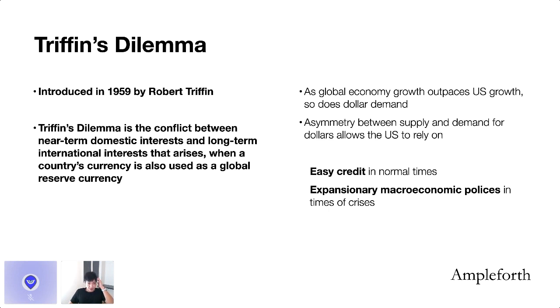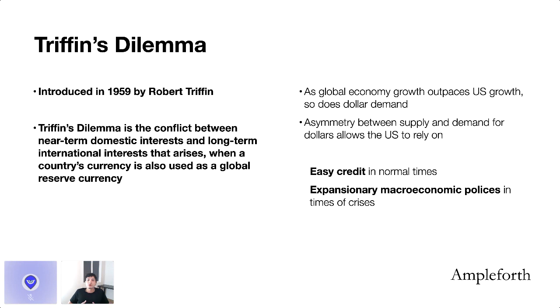The next concept I want to cover here is Robert Triffin's dilemma. This is a long-standing paradox or dilemma. I think he brought it up prior to Bretton Woods, but today it exists as the conflict of interest that arises when a country's currency is also used as a global reserve currency. And that conflict is inherently a tension between near-term domestic interests and long-term international interests. And this is just an unsolved problem, right?